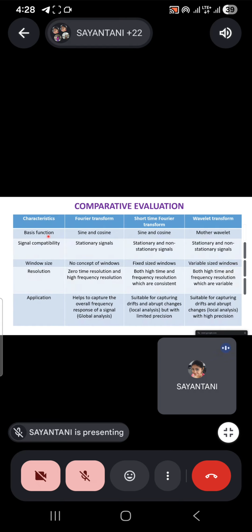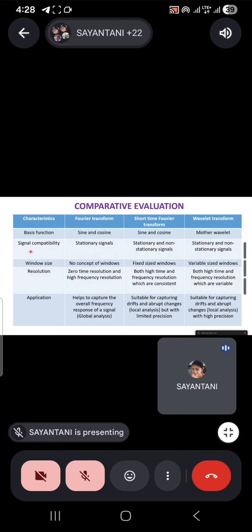Okay, so basis function means the smallest component through which I can perform a particular transformation. In the Fourier transform, I'm breaking down the main signal into its sine and cosine components, then performing some kind of mathematical operation. In the short-time Fourier transform, again I am breaking down into sine and cosine components, and I'm just utilizing a fixed-size window with that, right? But in the wavelet transform, my basis function, the basic component, is a mother wavelet. There is no concept of sine or cosine parts of the signal.